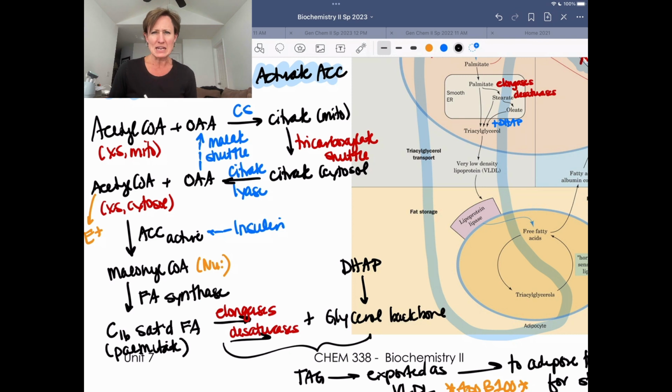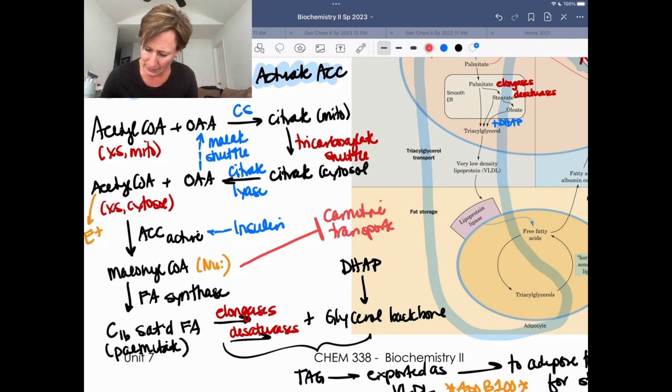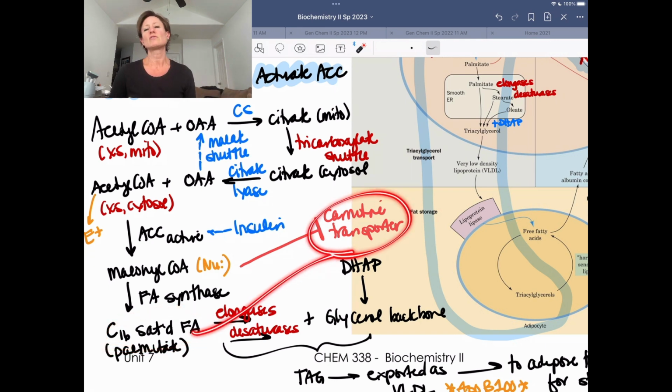Okay? The last little piece here, again, it's really important to think about these complementary pathways, making sure that they're not happening at the same time because that would be a futile cycle. One important piece is that malonyl-CoA, and we haven't talked about the mechanism or how it happens, but I do want you to know that malonyl-CoA is going to inhibit that carnitine transporter, because it is really important to make sure that fatty acids that we make in the cytosol are not allowed to go through that carnitine transporter and get into the mitochondria.